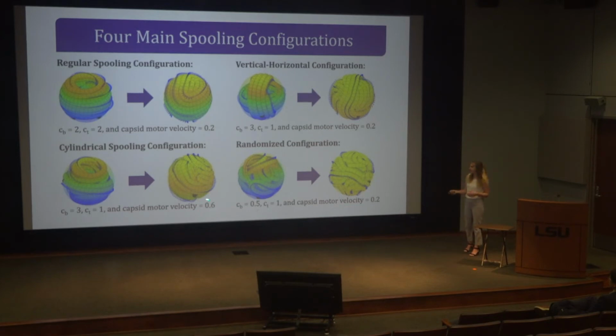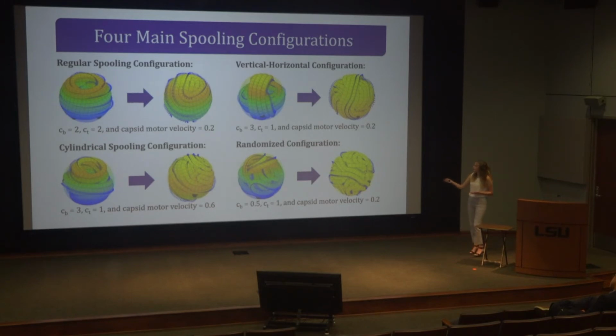And then down in the bottom left here, the main attribute of this configuration is a high motor velocity. We have it at 0.6 here. What this does is it doesn't allow the strand to relax as it's being packed into the capsid, and it causes this cylindrical look. And again, we have a CB to CT ratio of 3 to 1.